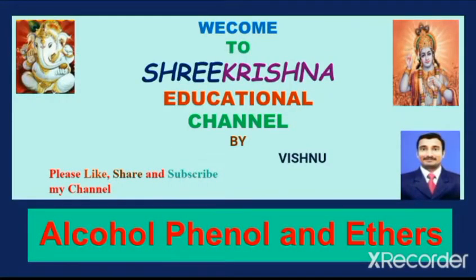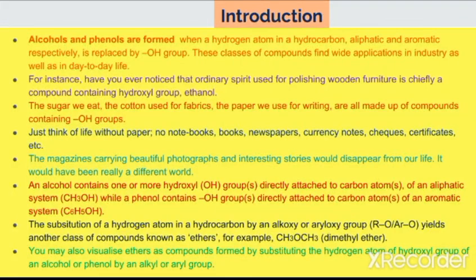So in this video I am going to introduce the new chapter of class 12th chemistry, that is alcohols, phenols and ethers. In this chapter, first let me discuss the introduction. Alcohols and phenols are formed when the hydrogen atom of a hydrocarbon, which may be aliphatic or aromatic respectively, is replaced by the OH group. In that case we can get alcohols and phenols.